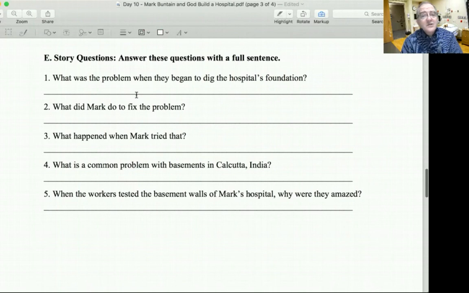Next, I want you to read the story again carefully and write answers. Notice you have to answer the questions with a full sentence answer, and write the answers and send them to me, okay?